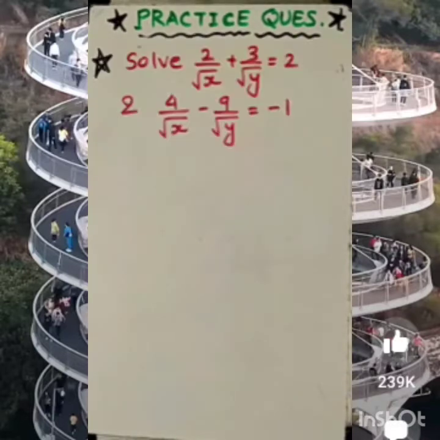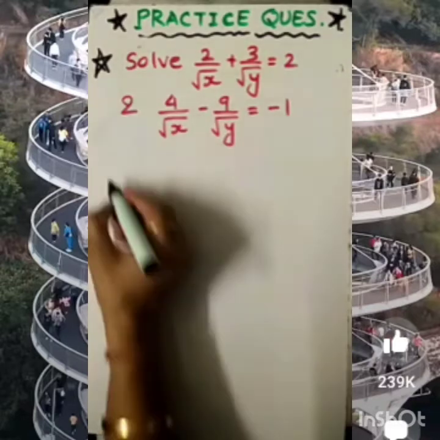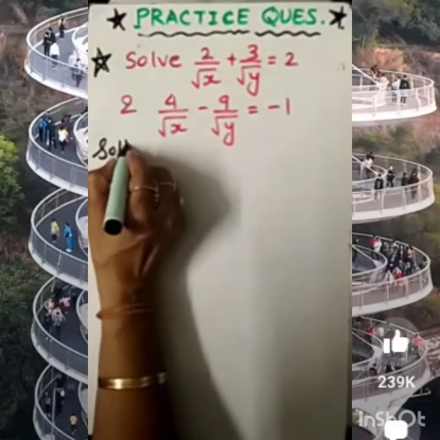So my dear student, here one more question. The question is on your screen, that is solve the equation. The first equation we are given is 2 upon root x plus 3 by root y equal to 2, and 4 by root x minus 9 by root y equal to minus 1. So dear student, let's see how to do. So let's start with the solution.